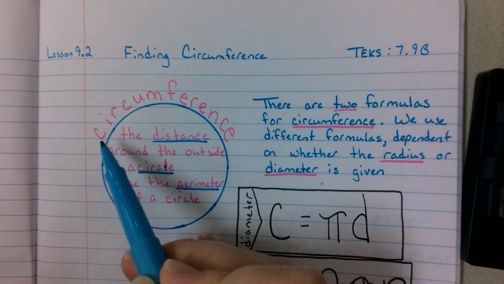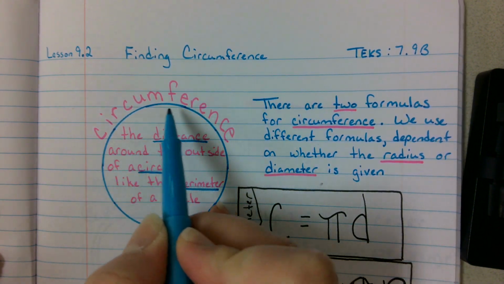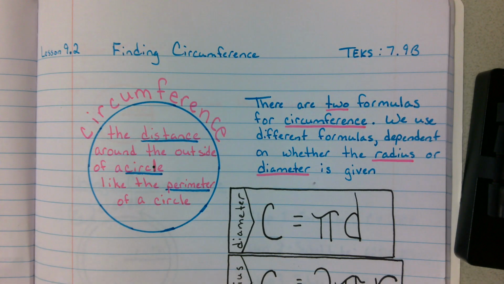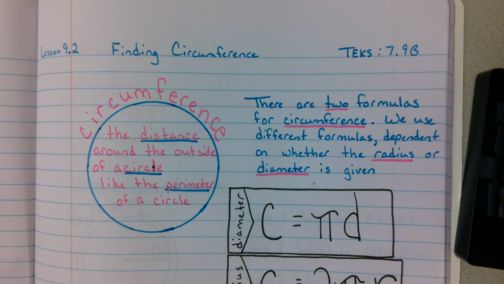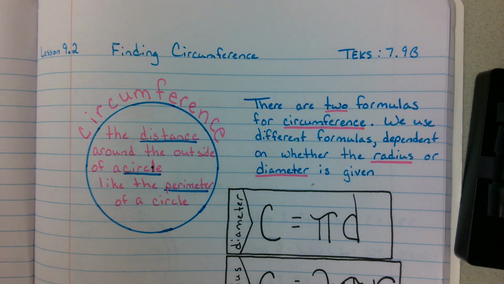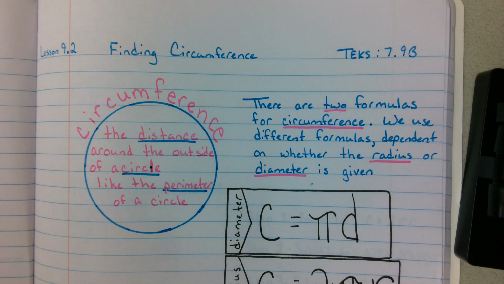So when we're talking about circumference of a circle, it's the distance around the outside of the circle. You would think of that maybe as the perimeter of what you're used to for a square or rectangle or triangle or whatever. So that's the circumference, the distance around the outside edge of the circle.